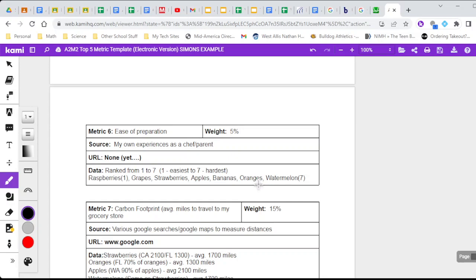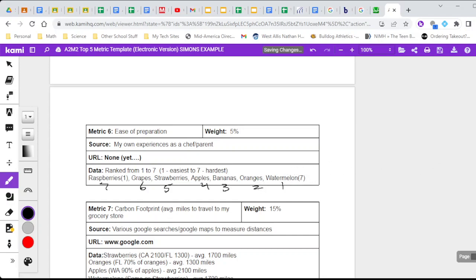Oranges, obviously, if any of you have ever peeled an orange, it's a bit of an undertaking. And then watermelon, depending on how you serve it, if you just serve slices, it's not super difficult, but you do need a pretty large knife, and it's something that you absolutely have to have a parent do, right? Not a little kid, right? And so that's how I came up with my rankings. So raspberries are going to get a 7 here. Grapes get a 6, and then 5, 4, 3, 2, 1 for that.